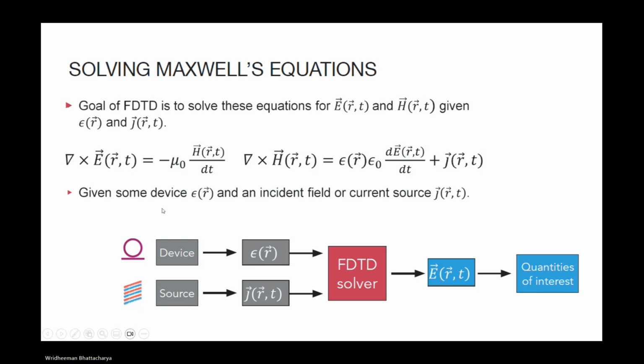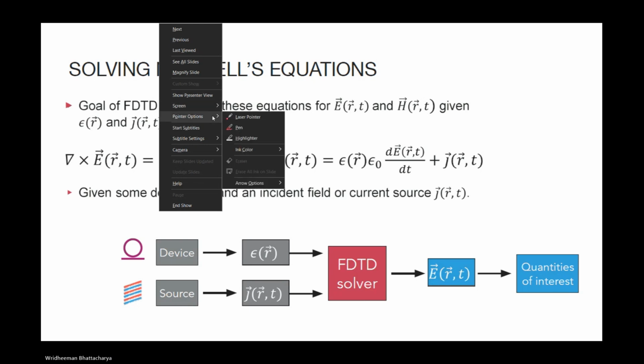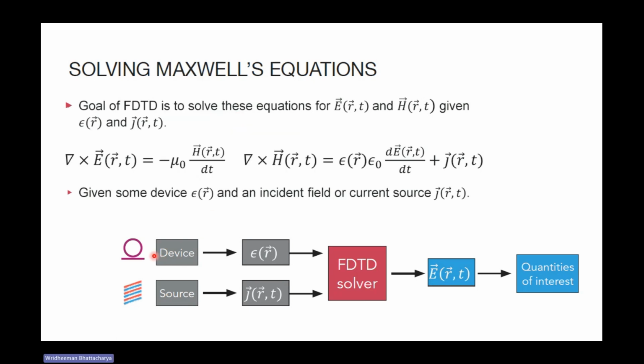So this is the device. We have the epsilon r. We keep it into an FDTD solver. We give the source with J, and we see the electric field, and from there we get our quantities of interest, right? So this is the workflow upon which the whole FDTD algorithm works.